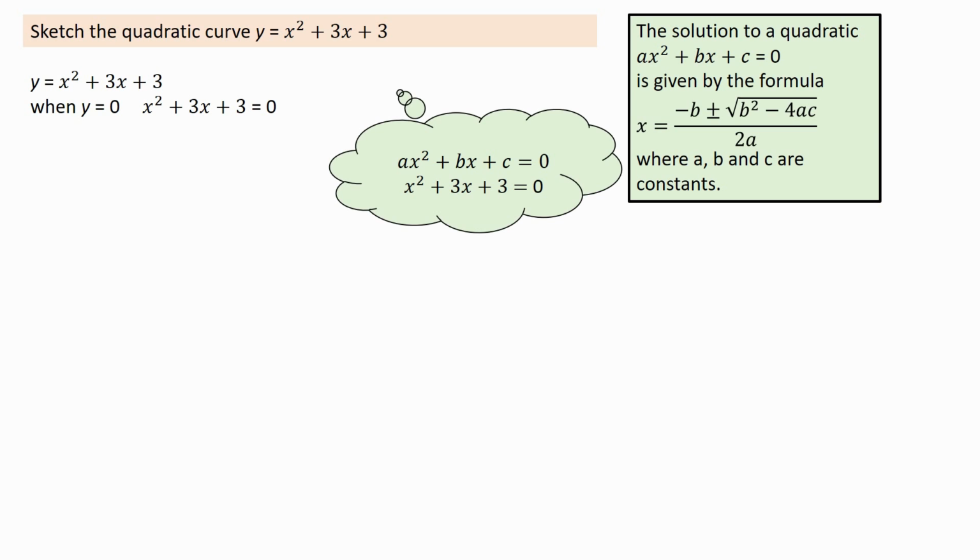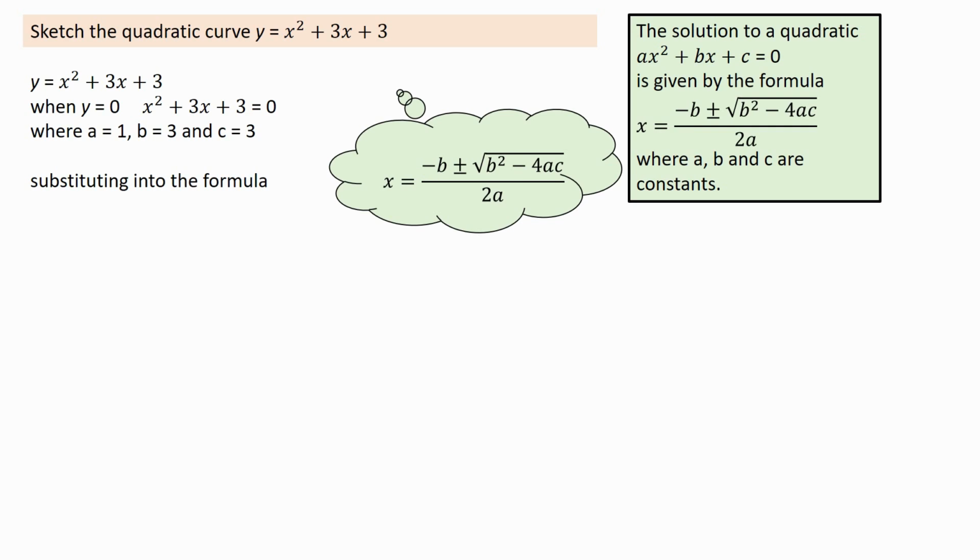Compare the quadratic with the general equation to find a, b and c. So a equals 1, b equals 3 and c equals 3. Substitute these values into the formula. b equals 3, so the first term in the formula becomes negative 3. The second term, b squared, becomes 3 squared.